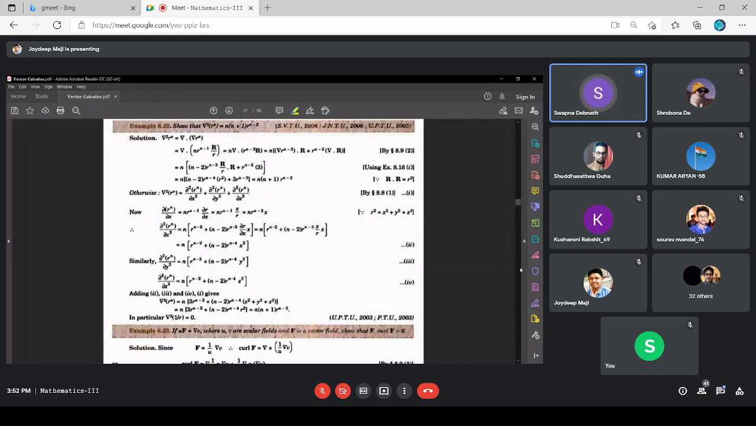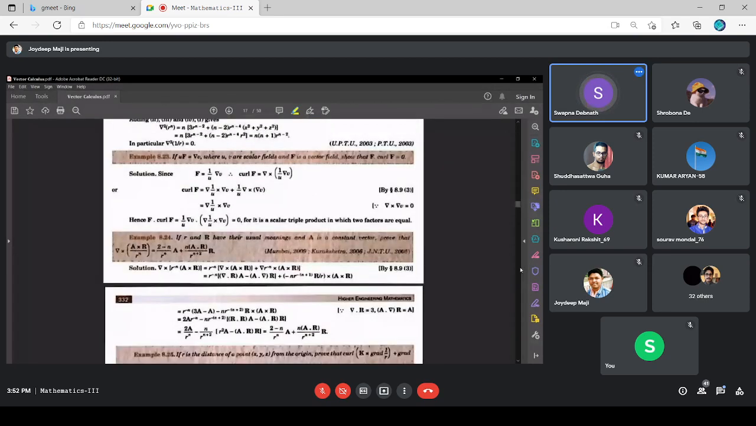Similarly, see example 8.23. U and V are scalar functions, and f is a vector function, show that f dot curl f is equal to 0. Given that f is equal to 1 by u gradient of v. Therefore, curl f, they have calculated curl f, and then f dot curl f they have calculated.